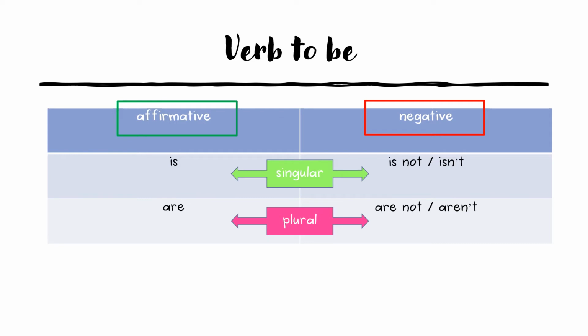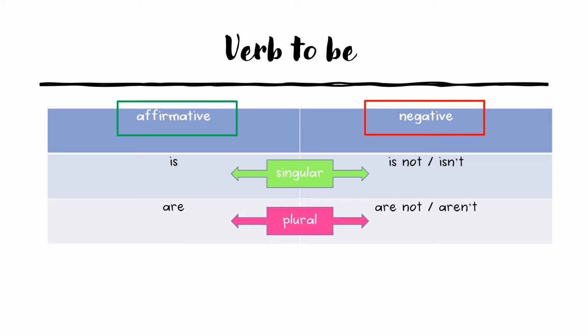While the second one is for plural subjects. Plural subjects are many people or things, for example, we have Aman and Mika, or Mariam and her friends, or my friends, the cats. More than one, plural subjects. So for affirmative, we use are, while for the negative one, we use are not or aren't. Is it clear so far? So we have is not, are not. But for I, we use am or am not.